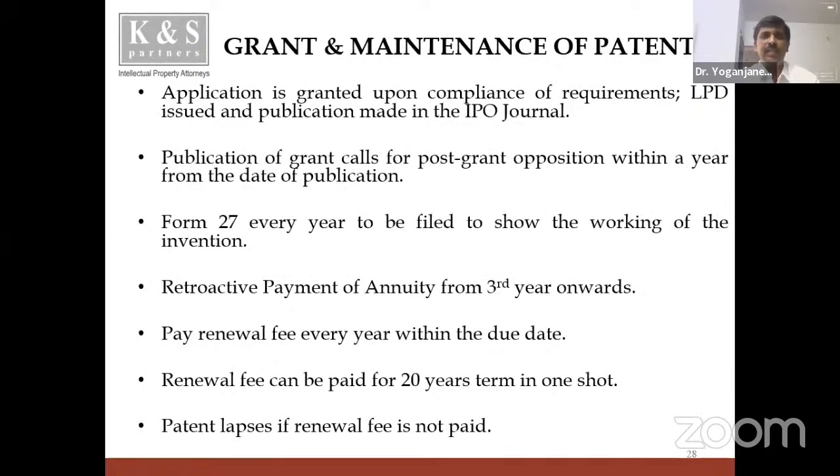Application is granted upon compliance with all the requirements, as I mentioned. Letter of patent document will be issued by the patent office, and a publication made in the IPO journal. Publication of grant calls for post-grant opposition within 1 year from the date of publication. Form 27 is something which the applicant needs to file every year to the patent office to indicate the working of the invention. Retroactive payment of annuity from the 3rd year onwards can be filed.